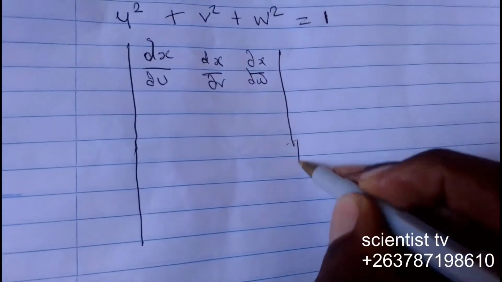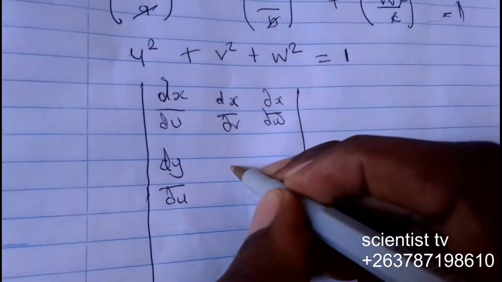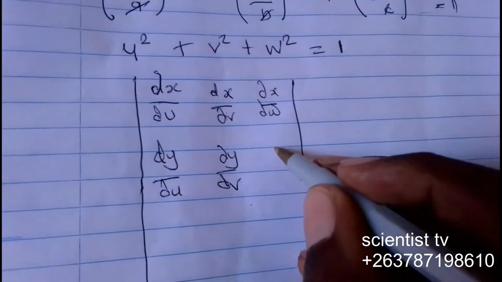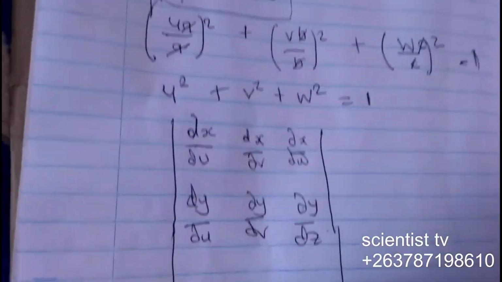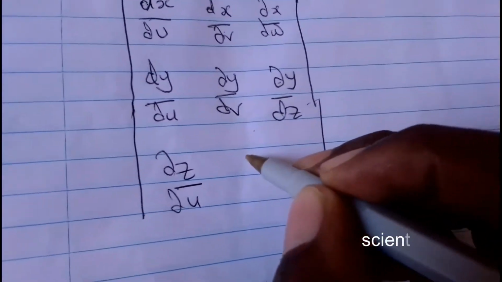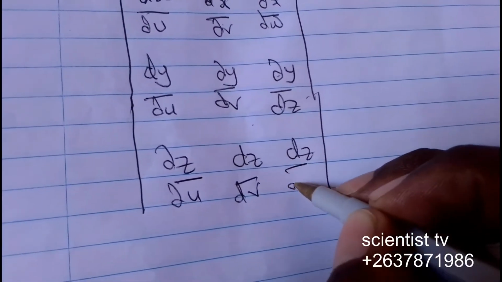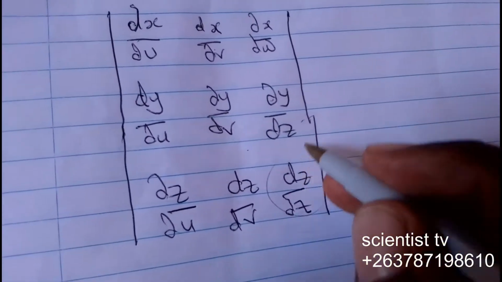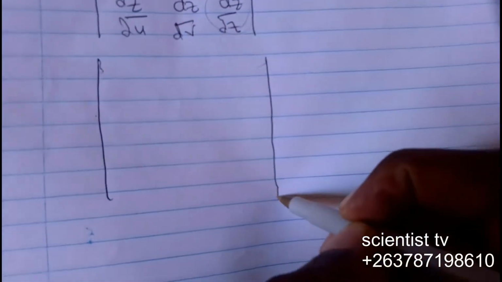Let's elongate this. And also we do the same for y: the partial of y with respect to u, the partial of y with respect to v, and also y with respect to w. And then z: z with respect to u, z with respect to v, and z with respect to w. No worries there, we'll fix that. So let's expand it down like this.